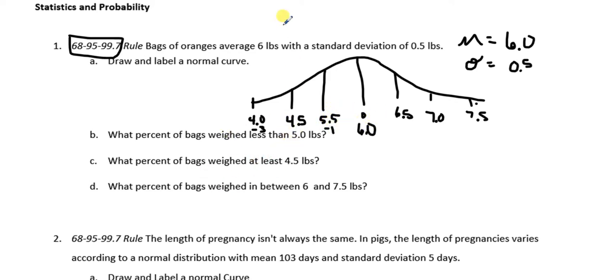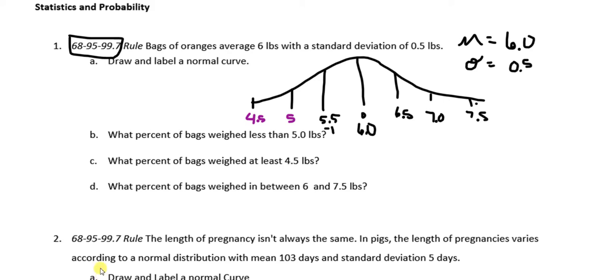What percent weigh less than 5 pounds? Oh, shoot, I did that wrong. That's the problem of not doing it ahead of time. 5.5 would be 1, 5, 4.5. And less than 5 pounds is right here.